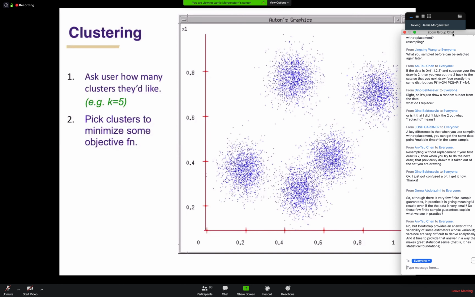Ask them how many clusters they'd like. In this case, one natural answer might be 5, because as you can visualize in this 2-dimensional space, it looks like there are 5 epicenters where data is fairly tightly concentrated. And then as a function of the number of clusters, which we usually refer to as K, that the user asks for, we'd like to pick an assignment of points to up to 5 clusters, which minimizes some objective function.